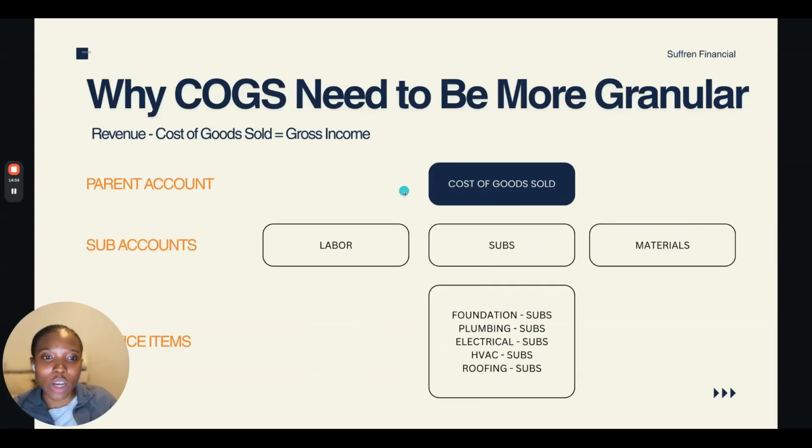First, parent account, cost of goods sold. Then sub-accounts, labor, subs, and materials. Then, in order to capture trade level information, we're going to use the service items to represent specific trades like plumbing, electrical, foundation. This structure allows the system to track costs by trade while keeping your financial statements organized.